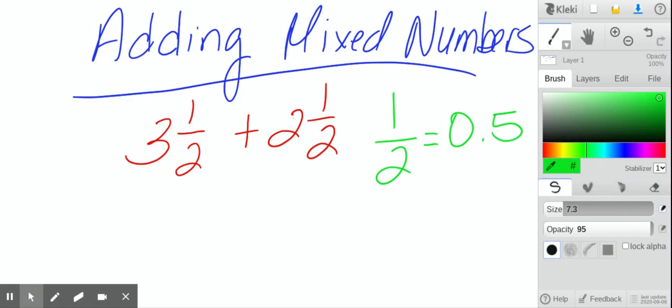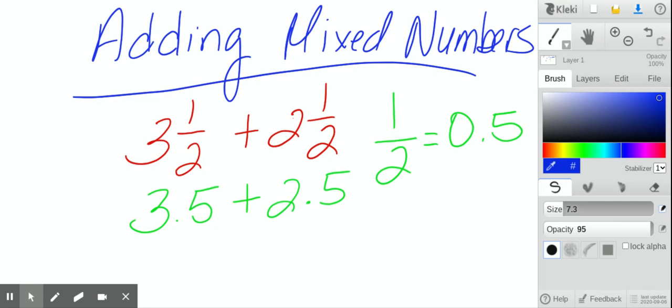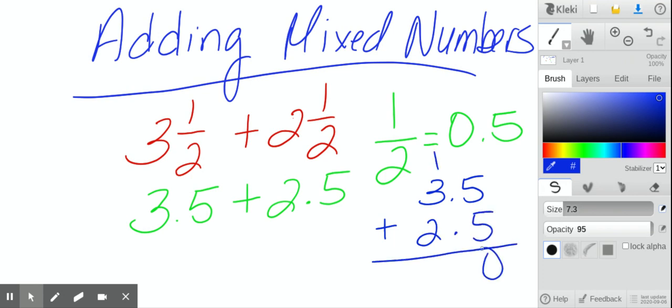So if I make this, instead of it being a mixed number, I make it into a decimal, that would equal 3.5. And then 2 and 1/2 would be 2.5. So now if I add my decimals, whenever we add decimals, we have to line up our decimals. So I'm going to take 3.5, I'm going to add 2.5, and I'm going to add 5 plus 5 is 10. Don't forget to carry down your decimal. 1 plus 3 is 4. 4 plus 2 is 6. So 3.5 plus 2.5 is equal to 6.